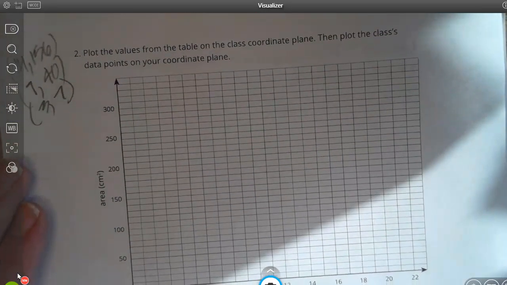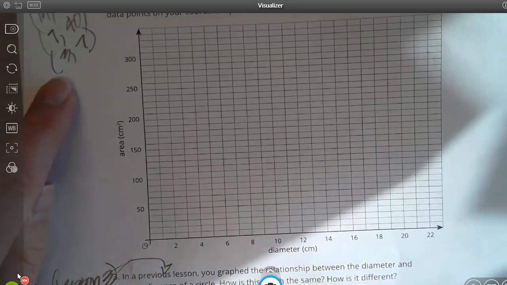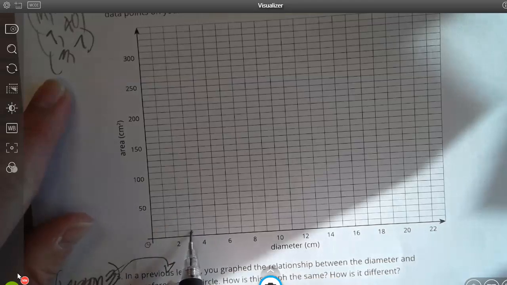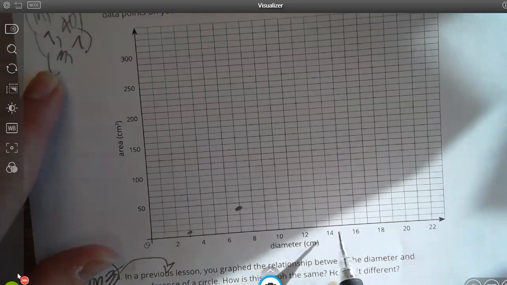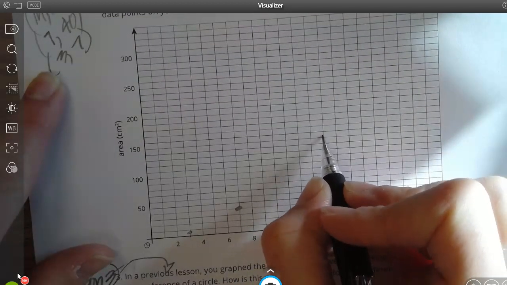Okay, so wherever the graph page is, I'm not sure what page that is for you, but it should be close. We're going to plot these 3 on the graph. So we're going to go diameter is 3, and then we need to go up to 7. We're going by tens on the y-axis, so I'm going to go a little below that. And then we're going to go to 7 and 40. So you go ahead and do that too. And then 14, 156, about 150, about halfway through.